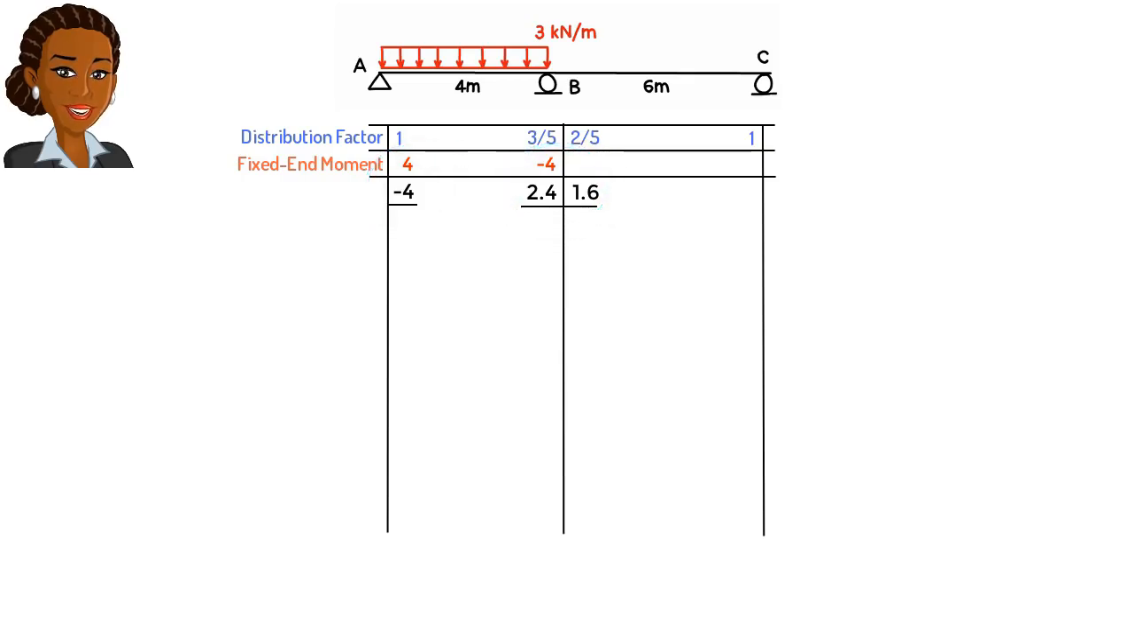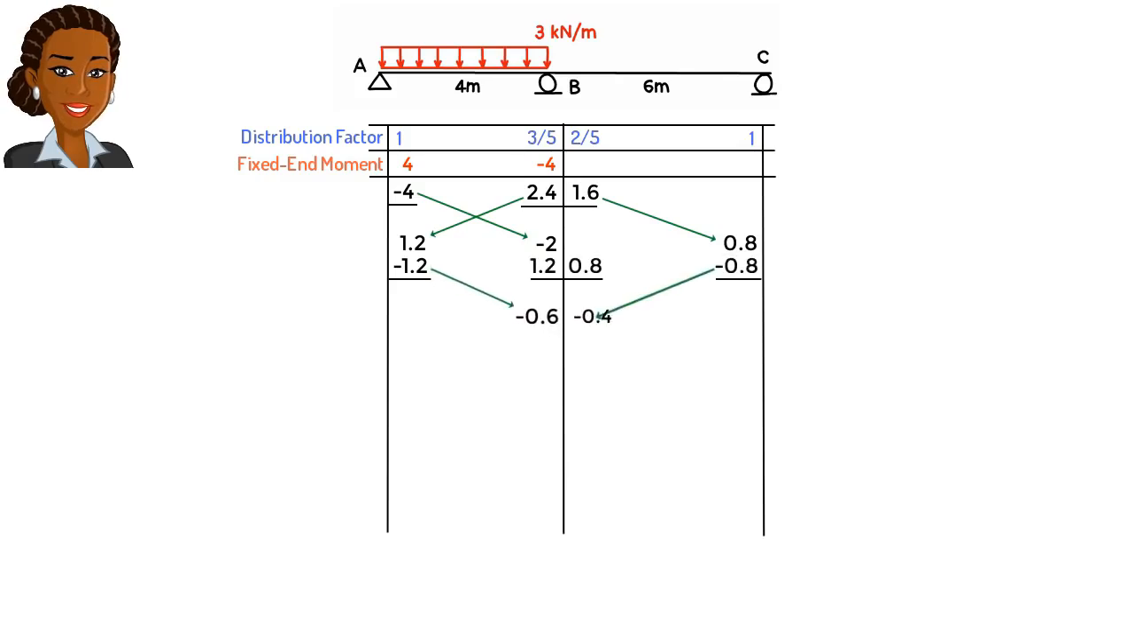In the carryover step, we carry half of -4 to the second column, half of 2.4 to the first column, and half of 1.6 to the fourth column. Then we balance all 3 joints and add the carryover moments to the table. We balance the joints and carry over the moments again.